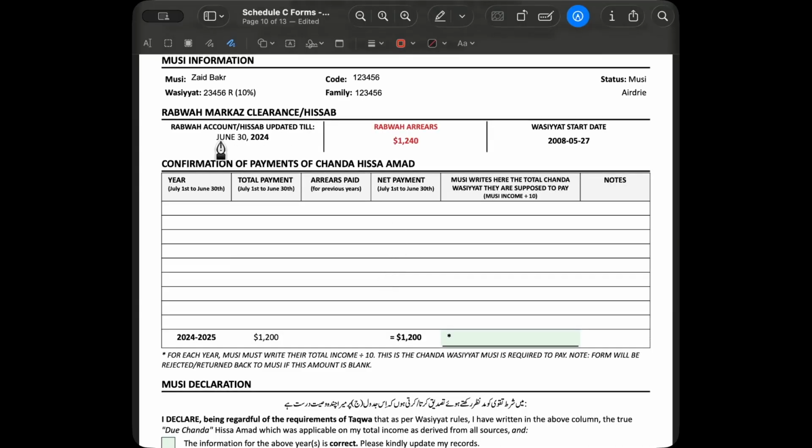Now this Musi, his account is cleared up to 2024. He has arrears of this amount. And for the year 24-25, he has paid $1,200. And he has not paid or cleared his arrears because they're not showing up here, right? They were supposed to show up here, but he has not paid them. So for this 24-25, he still has to declare his Chanda.